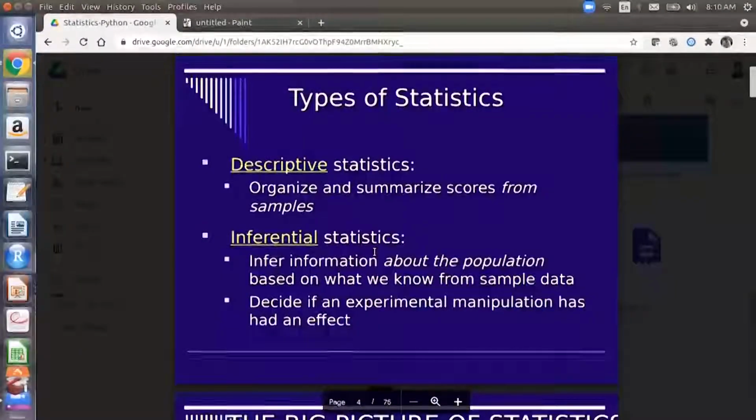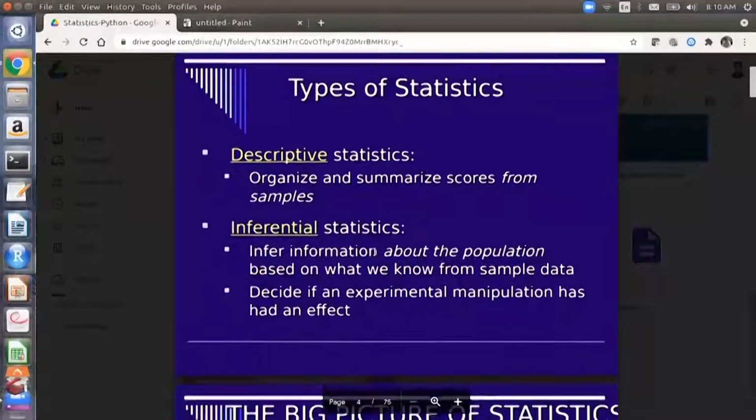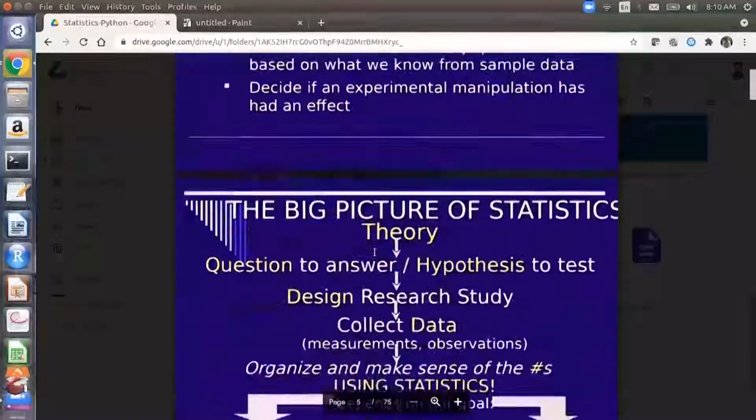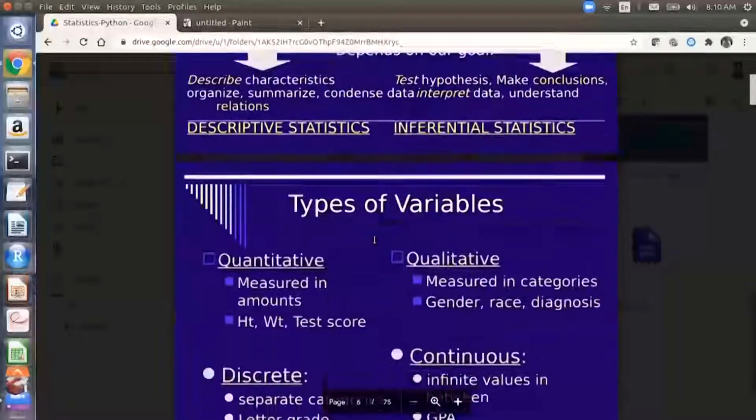Descriptive statistics and inferential statistics. Descriptive statistics is when you are organizing and summarizing the scores from the samples. Inferential statistics is where you are trying to infer information about the population based on what we know from the sample data. So inferential always deals with the population and samples. We will see how it works in the upcoming slides. This slide, you leave it for now.